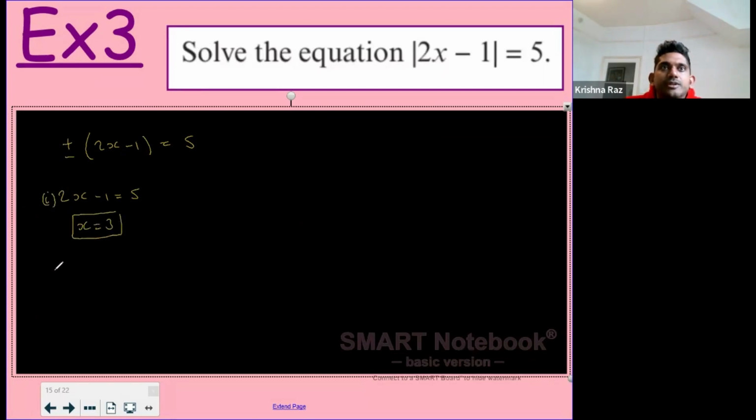And if we do the negative, we will have negative 2x plus 1 equals 5. So negative 2x equals 4, so x equals negative 2. Now we can draw the function.